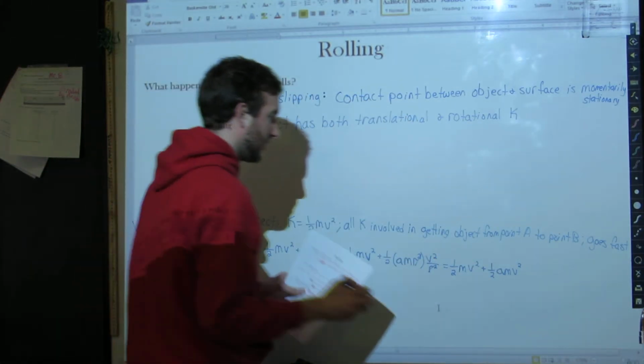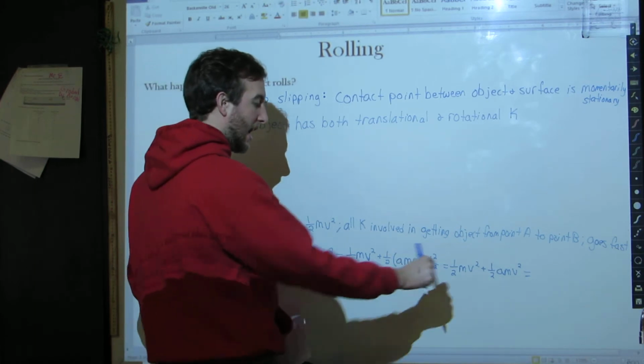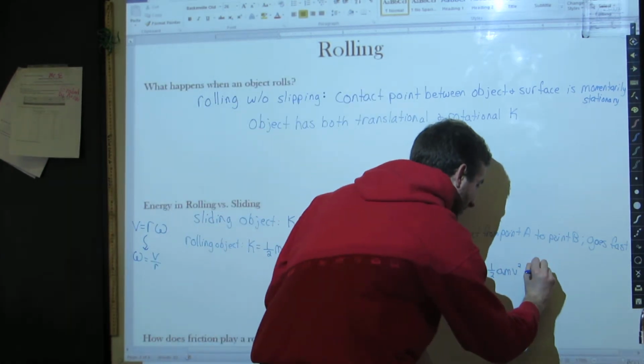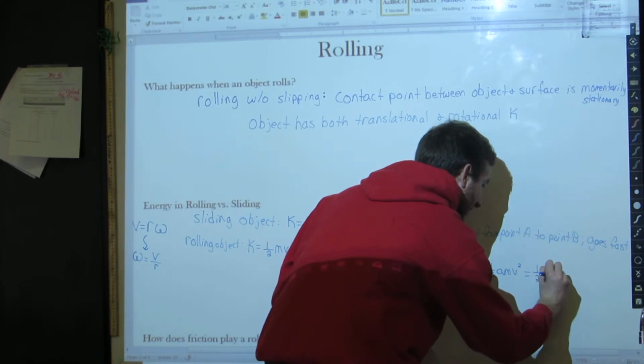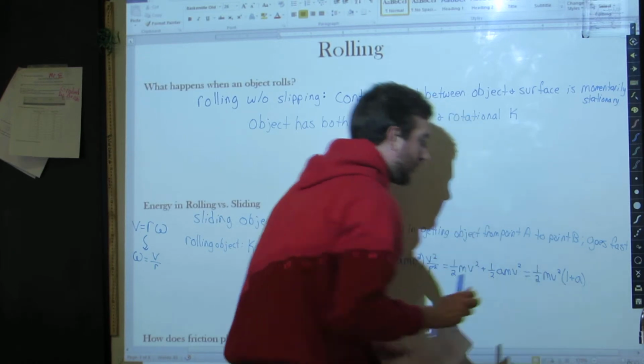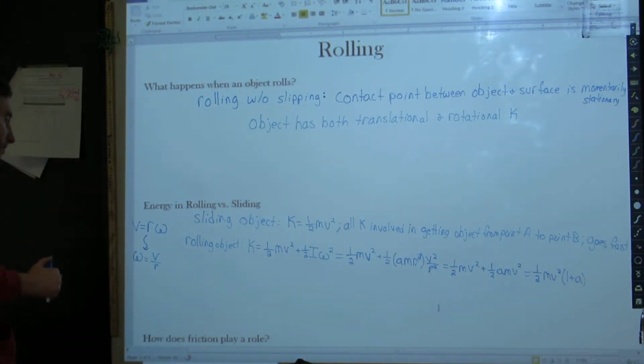If you look at this, the only difference between these two terms is that this one has an extra factor of a. I'm going to factor out the 1/2 mv squared part. Here's what I'm left with: 1/2 mv squared, in parentheses 1 plus a. So this has kind of an interesting little meaning to it.